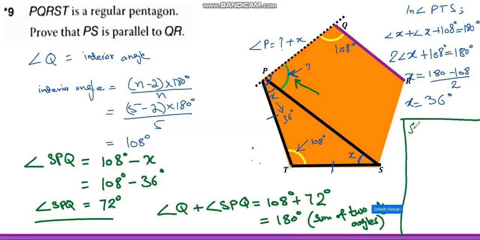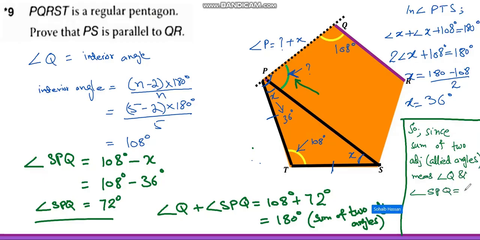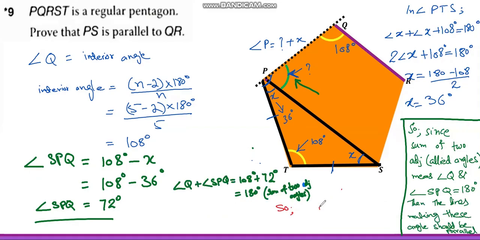So we can mention that since the sum of two adjacent angles, or interior angles, or allied angles, meaning angle Q and angle SPQ, is equivalent to 180 degrees, the lines which are making these angles should be parallel. So PS is parallel to QR. Now let's proceed to the next question.